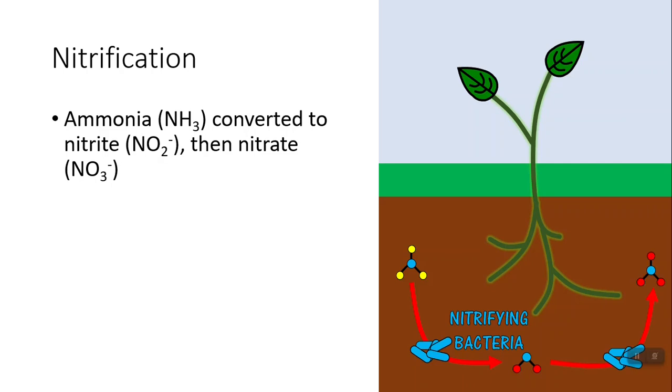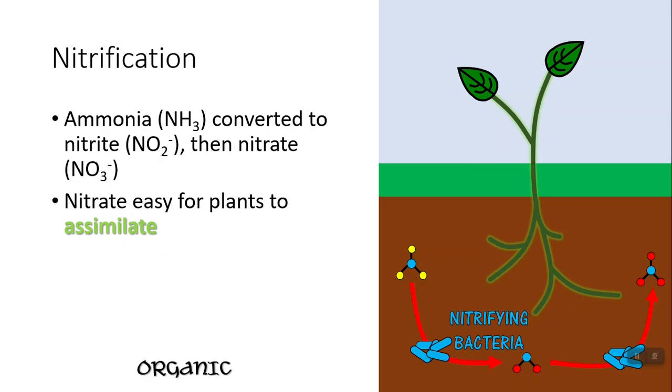And nitrate is the preferred form for plants to take this up. This nitrate is the easiest for the plants to assimilate, which is the next process we're going to talk about. And all of the nitrogen in this step is organic, so it's capable of being used by living things. Notice we now have two processes that are performed exclusively by bacteria.